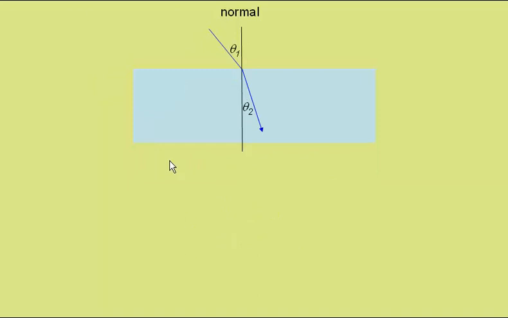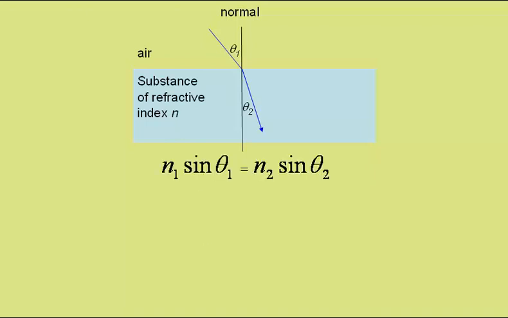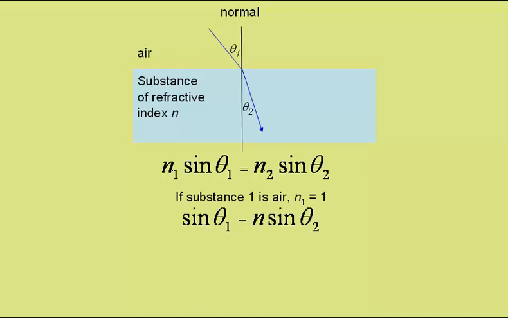However, if the light is travelling from air into a substance of refractive index N, N1 sine theta 1 equals N2 sine theta 2, as before, Snell's law, but N1 is equal to 1. So we can write that sine theta 1 is equal to N sine theta 2. And so N, the refractive index of the substance, is equal to sine theta 1 over sine theta 2.